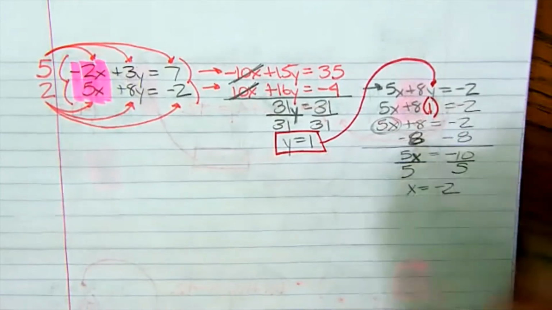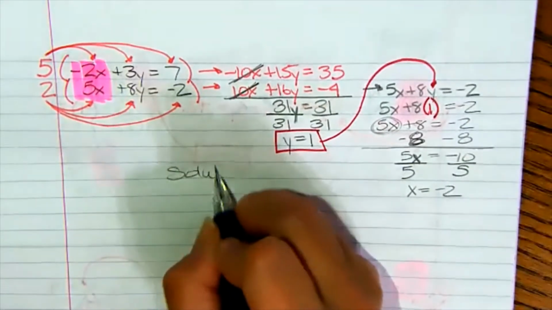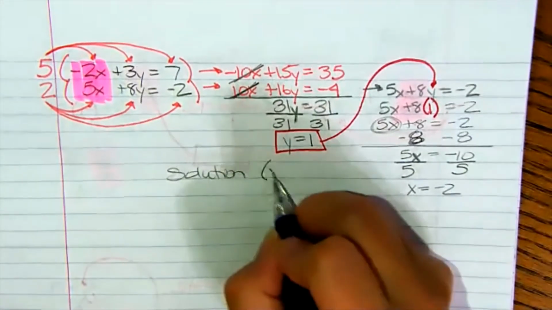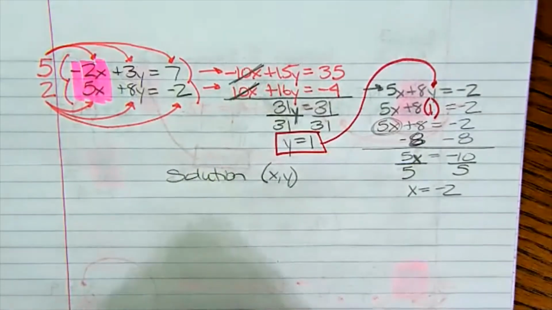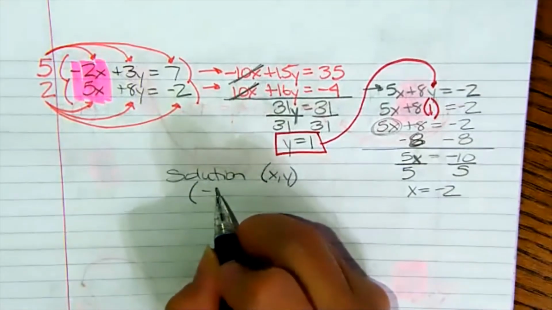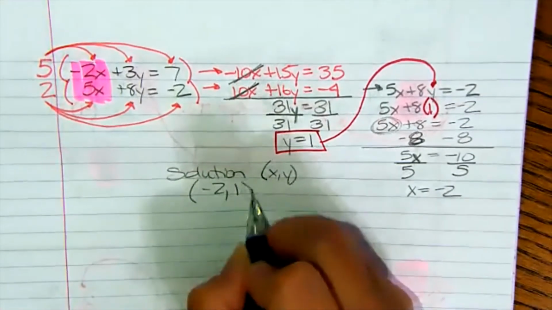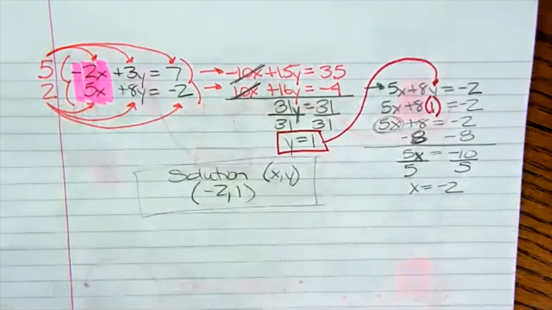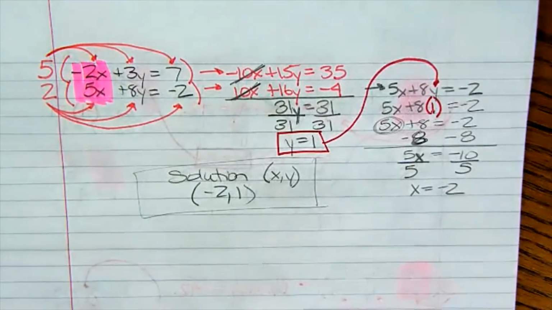X equals negative 2. And we know that a solution to a system of equations is always an x and a y. And yes, order matters. X is negative 2, y is 1. Boom. There's my solution.